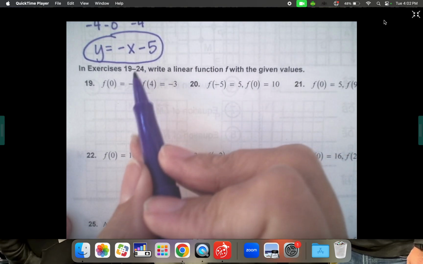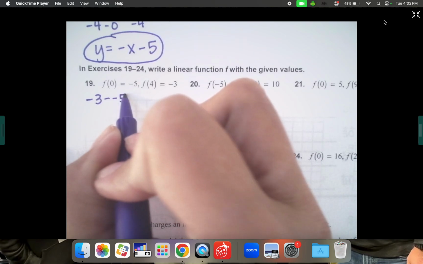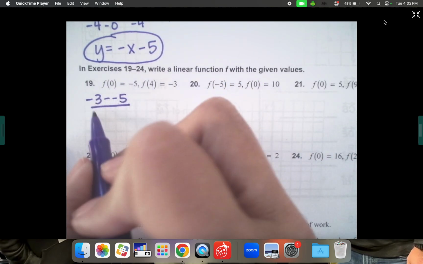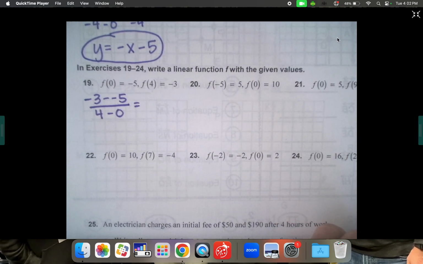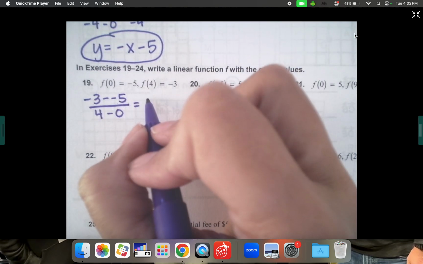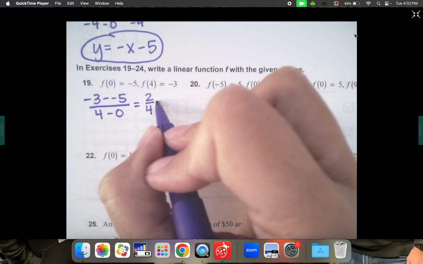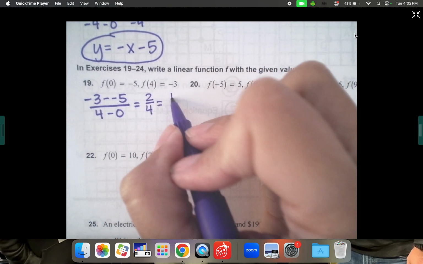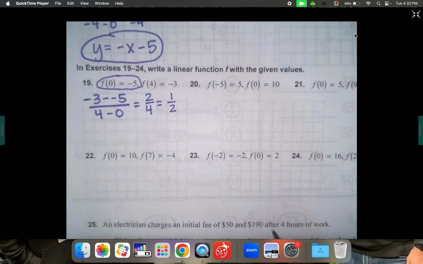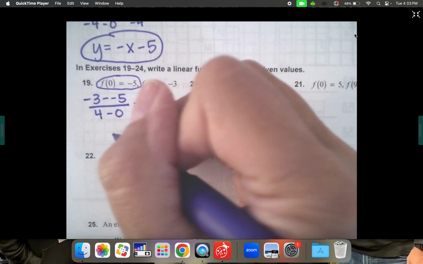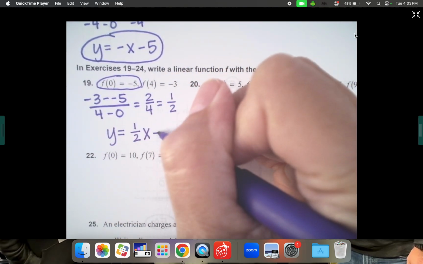So -3 minus -5 goes on the top. 4 minus 0 goes on the bottom. -3 minus -5 is, I think, 2. 4 minus 0 is 4. 2/4 simplifies to 1/2. And again, your 0 is partnered with -5, so -5 is your y-intercept. So your whole equation is y equals half x minus 5.